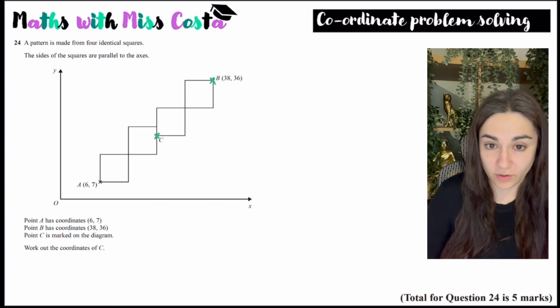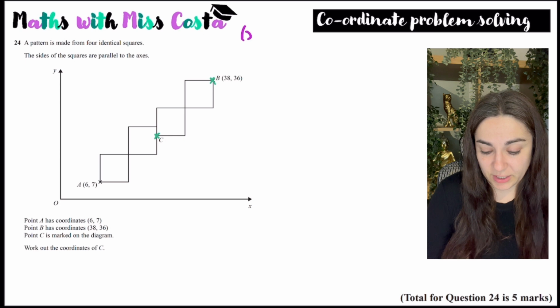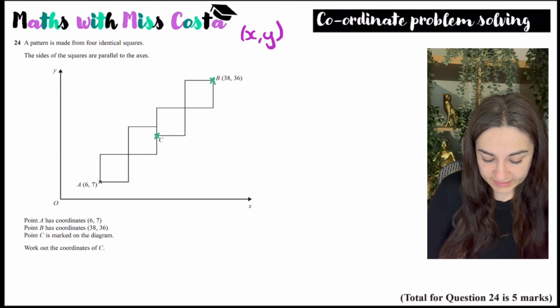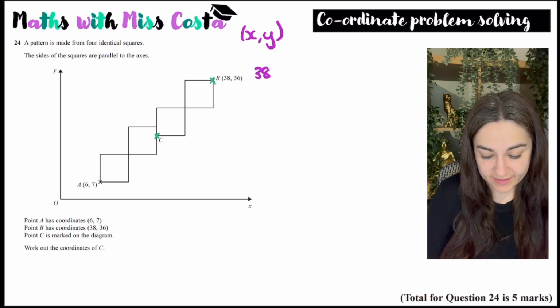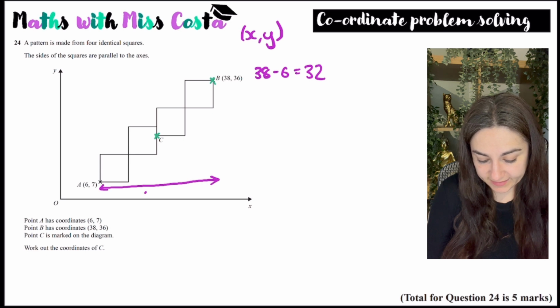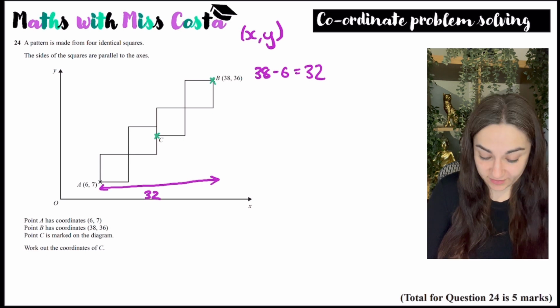no clue what's going on, just start by thinking, what do you know? So you know that every coordinate is written as the x coordinate first and then the y coordinate. So the distance along the x-axis, it goes from 6 to 38. What's the difference between 38 and 6? If I take that away, it gives me 32. So I know that the x distance must be 32, just as a start.